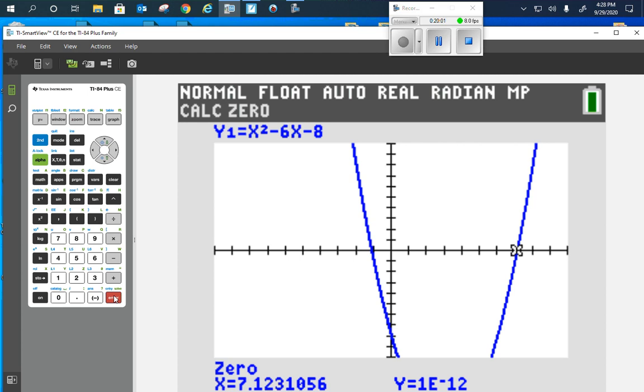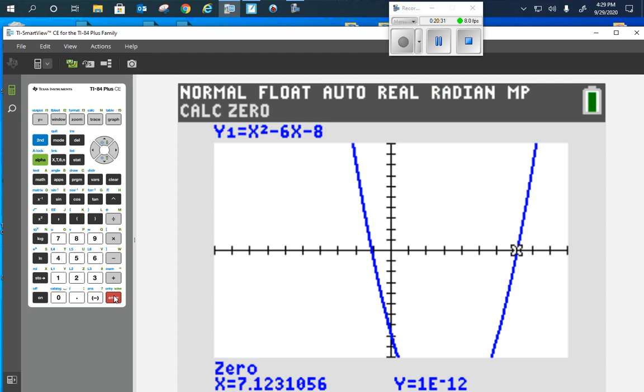And notice, I want you to be comfortable with y equals 1e to the negative 12. What that's supposed to mean to you is 1 times 10 to the negative 12th. That's supposed to be scientific notation. If you think about 1 times 10 to the negative 12th and move that decimal place, that is so close to 0 that it is called 0. It's just how the calculator is set up. So you need to recognize that as y equaling 0.